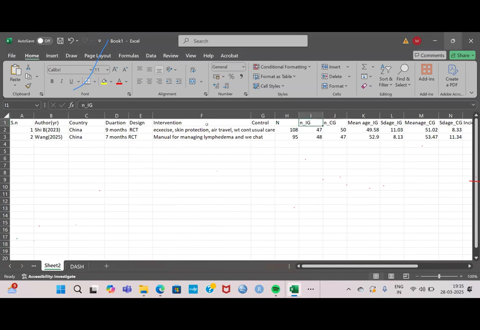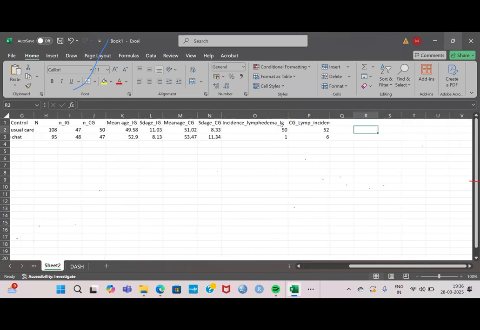Here, in study 1, you can see N in the intervention group is 47 and control group is 50. Then when you reported the incidence of lymphedema, please show incidence in both. How did it come as 50 and 52 when the sample size is only 47 and 50? Okay, so it may be a typo error.